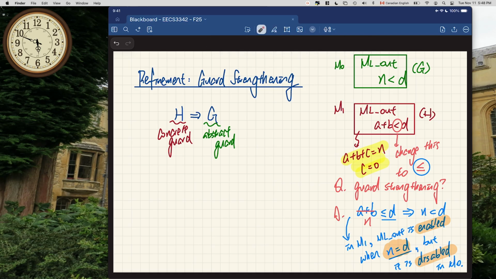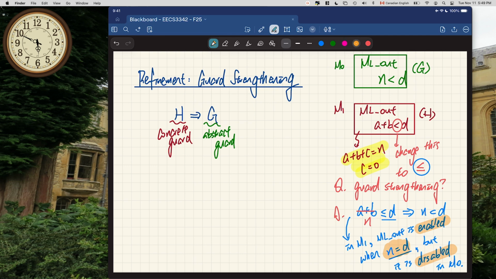The correct version goes like this. We got n less than d, a plus b less than d. This one here, we can somehow show that this concrete guard implies the abstract guard. So that is good. I make a small change by changing this less sign into less than or equal to. That's a new concrete guard. But this concrete guard here is no longer stronger than the abstract guard. I cannot really show the implication because there's one value there. Okay? So let me just put it down again.